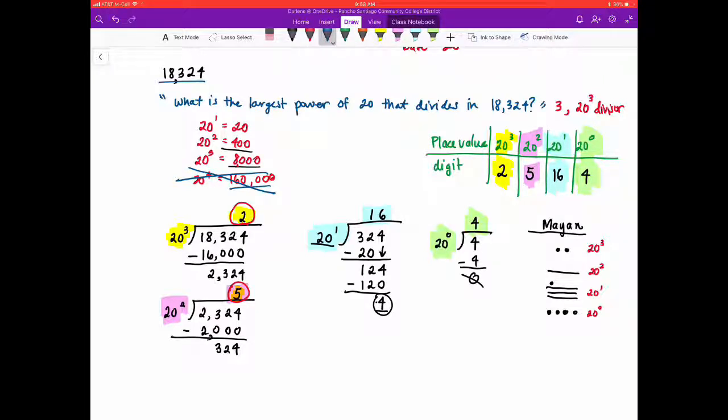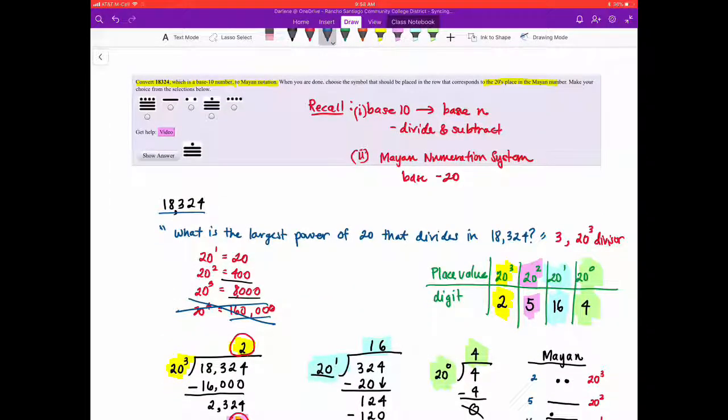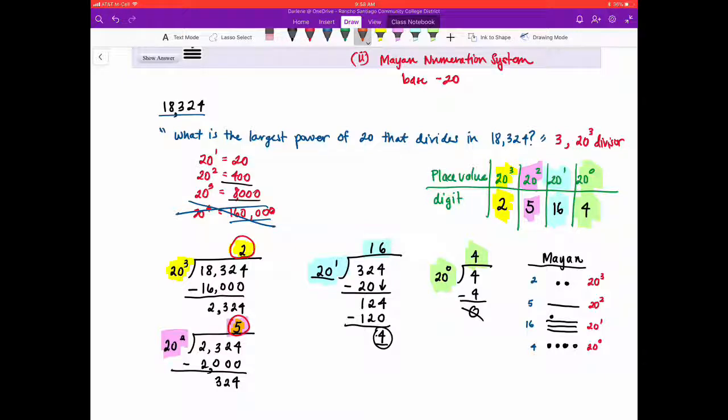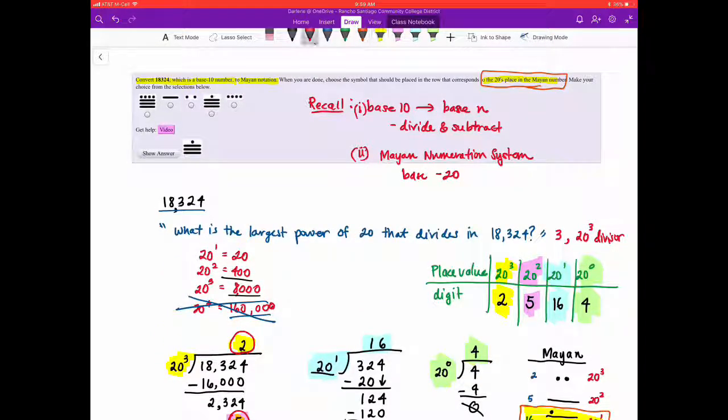And the digits that belong in this would be 4, 16, 5, and 2. It is a little different because we're not used to having digits past 9 in base 10. In the Mayan numeration system, we do have digits past 10 in place values. Notice if we want to answer the question, all it wants to know is the 20s place Mayan number. So going down here, the 20s place Mayan number would be the 3 sticks and a stone, which in fact is the answer.